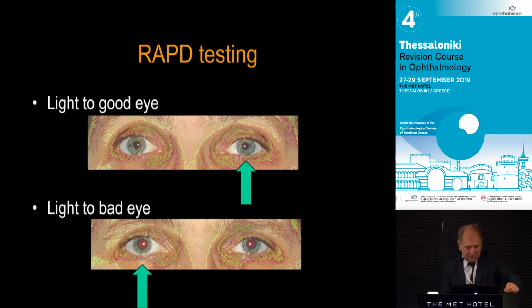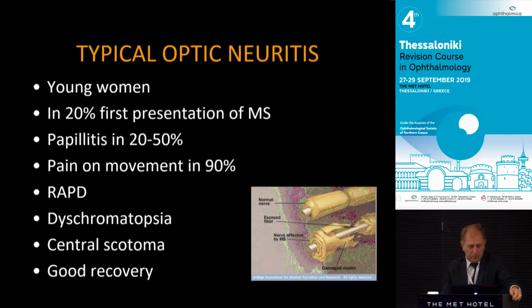It can happen sometimes. So relative afferent pupillary defect testing is quite important. Don't forget to do that. You can do it on a slit lamp. I didn't show the video on that.